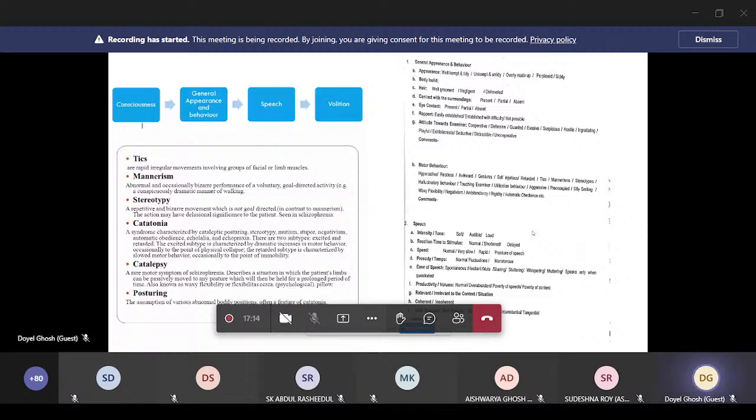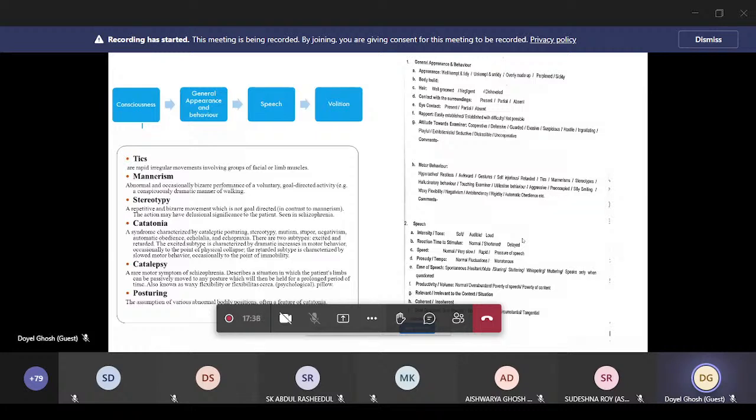Then coming to speech, how do we assess speech? We see, is it soft? Is it loud? Is it audible, normal? What is the reaction to stimulus? You're asking a question to the person and the person is sitting just like that, and then replies after a while. It's a very delayed response to the stimulus.